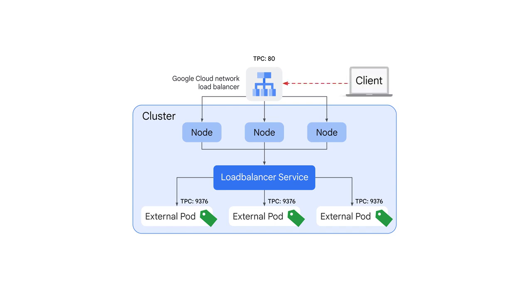Client traffic will be directed to the external IP address of the Google Cloud Network Load Balancer, and the load balancer will forward the traffic onto the nodes for this service. The nodes will forward that traffic to the internal load balancer service, and the load balancer service will then forward the request to one of the pods.